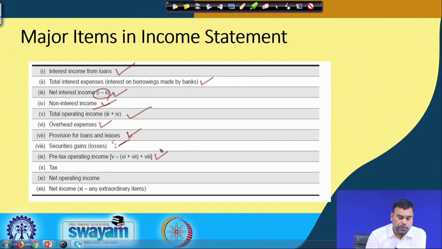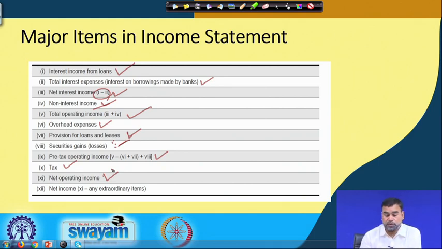Then finally, you pay the tax, so the net operating income is nothing but the pre-tax operating income minus tax. If you have any extraordinary expenses, then you can deduct those, and finally the net income of the commercial bank can be measured.